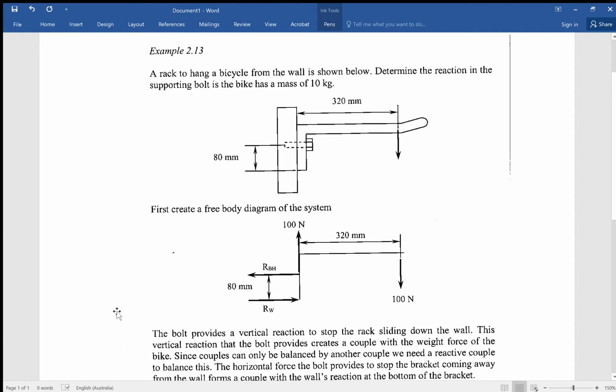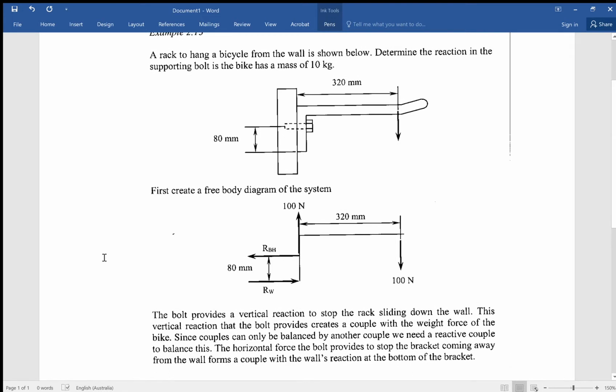Okay, class, this video is going to be a little bit of an explanation on couples and reactive couples. The first thing you need to remember in this type of work is that the only thing that can cancel a couple is another couple. Forces don't cancel couples, moments don't cancel couples, you need another couple. And we've talked about the simpler problems regarding couples previously.